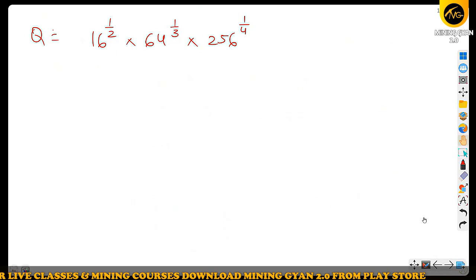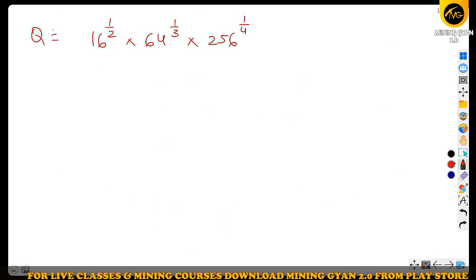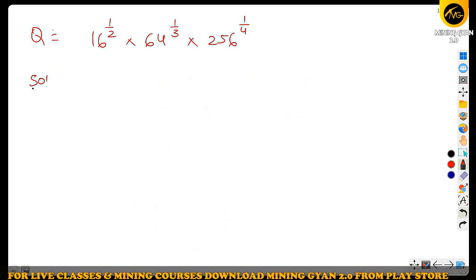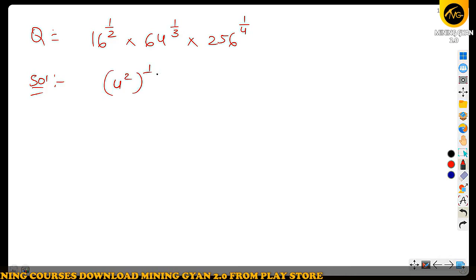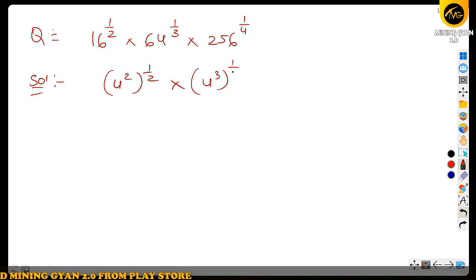Okay, similarly, the next question is 16 power 1 divided by 2 into 64 power 1 divided by 3 and 256 power 1 divided by 4. We can solve this question following the rules of surds or indices. For example, if you solve this by following the basic rules of the indices, we can easily write down 4 square power 1 divided by 2 multiply 64, that means cube of 4, whole power 1 divided by 3.